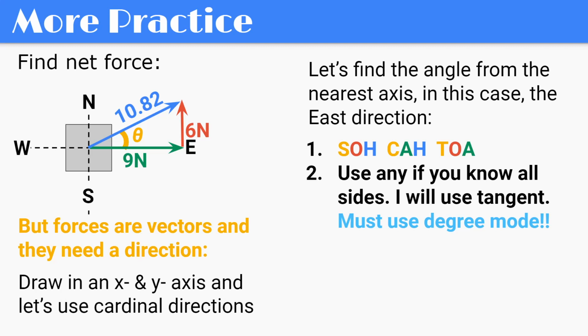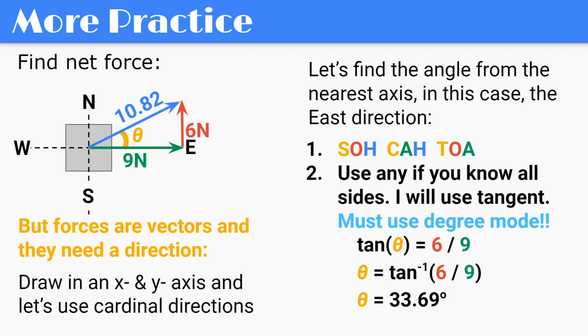Yes, sir? Can you always use tangent? If you know both of the legs of the triangle, yeah, tangent's a pretty safe bet. Again, have to be in degrees. Tangent of theta equals opposite over adjacent. That's the O and the A in TOA. That's 6 over 9. But again, to type it in the calculator, since we're solving for theta, inverse tangent or arctangent, 6 divided by 9.